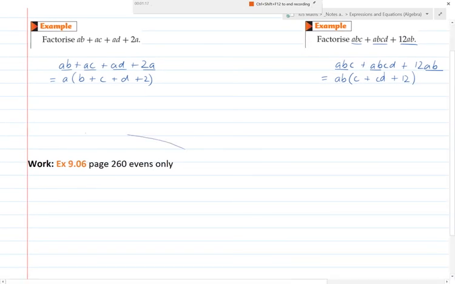Okay, so have a go at exercise 9.06, and just do the evens only in that exercise, please.